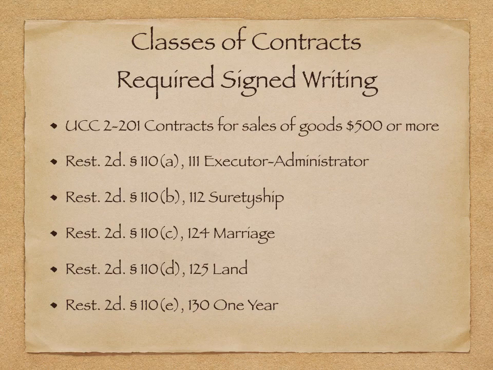There are several classes of contracts that require a signed writing. These are the common ones. Some courts don't respect all of these. The Uniform Commercial Code, which is the law in 49 states, says that contracts for sales of goods with a total bill of $500 or more must be signed, which requires a memorandum that evidences a contract for sale of goods, authenticated by the party to be charged, that specifies a quantity.